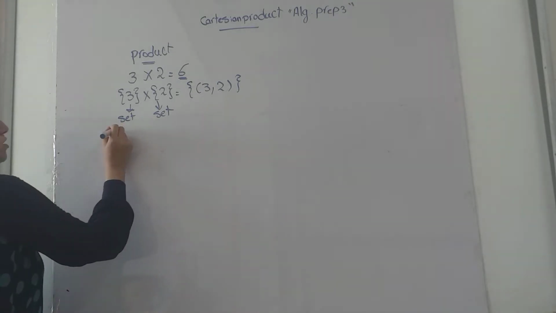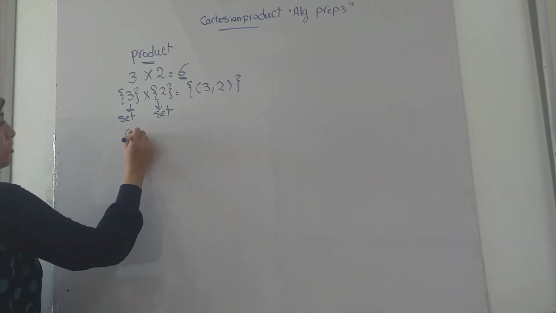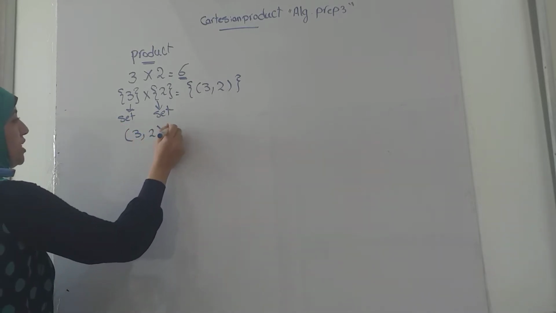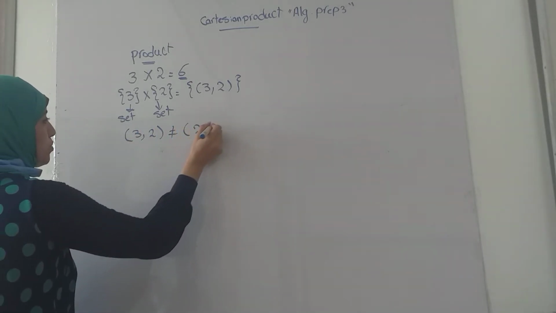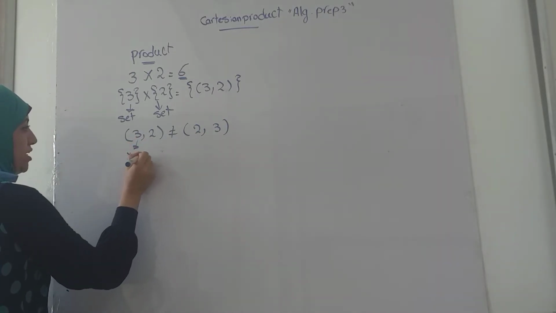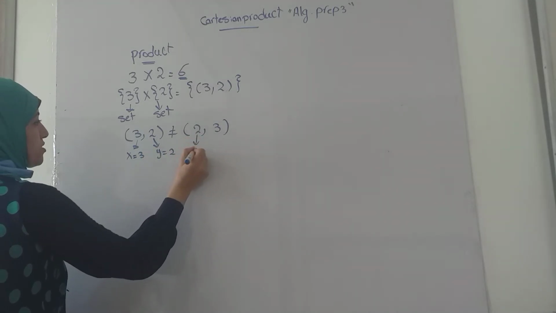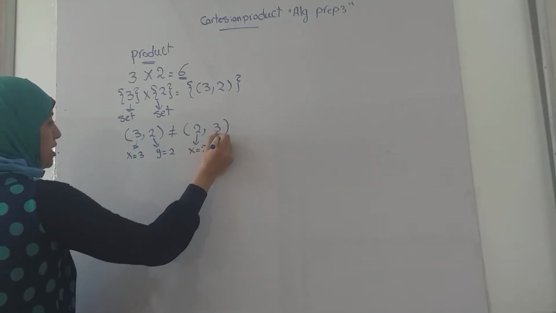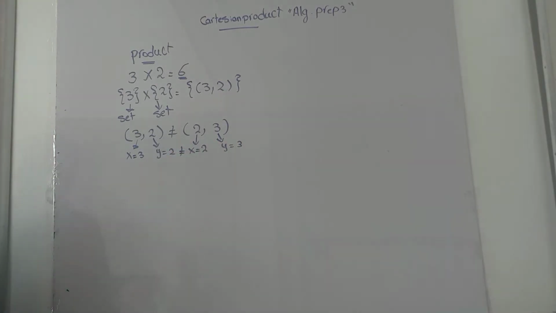We should know some properties of ordered pair. What is the property of ordered pair? The ordered pair can't be rearranged. So (3, 2) does not equal (2, 3). Why? Because here x equals 3 and y equals 2, but here x equals 2 and y equals 3. So they are not equal.